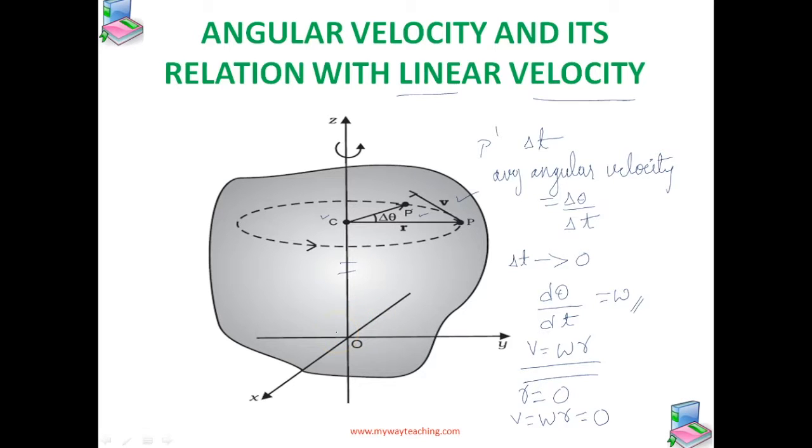So we use the same angular velocity w for all the particles. We therefore refer to w as the angular velocity of the whole body. We will not refer to it as the angular velocity of a single particle. We will refer to it as the angular velocity of the whole body.